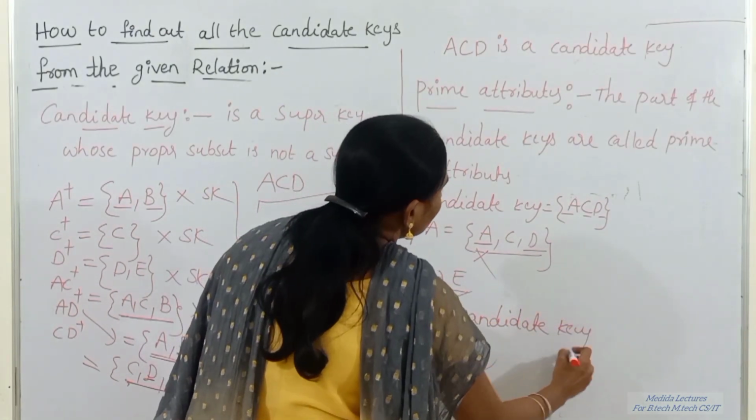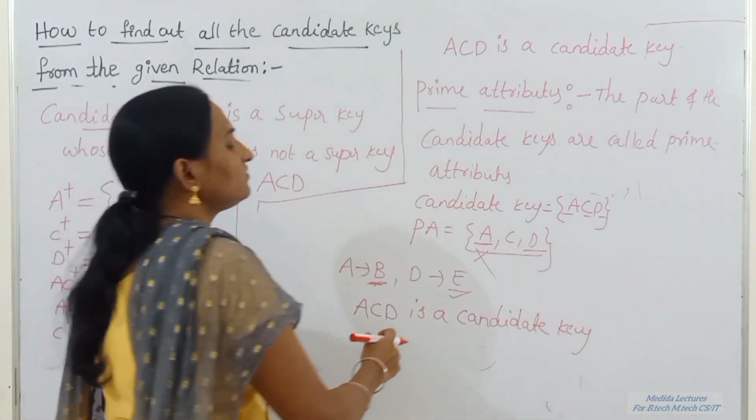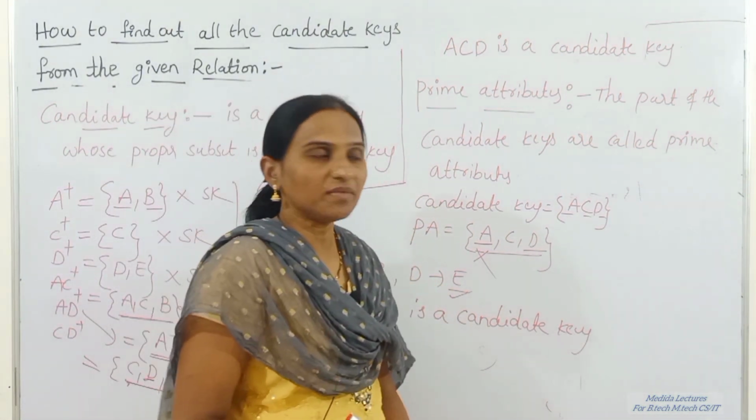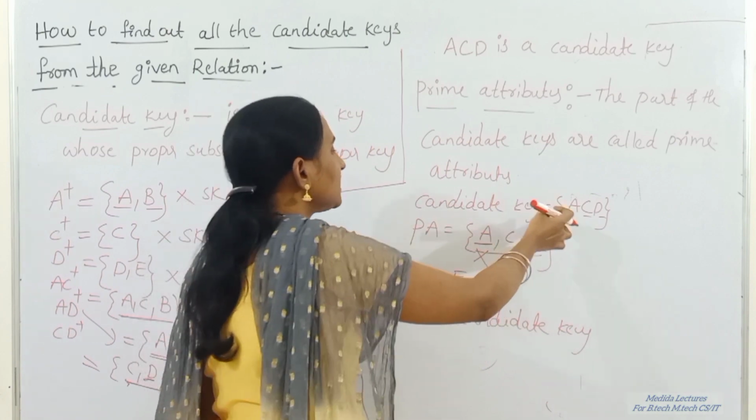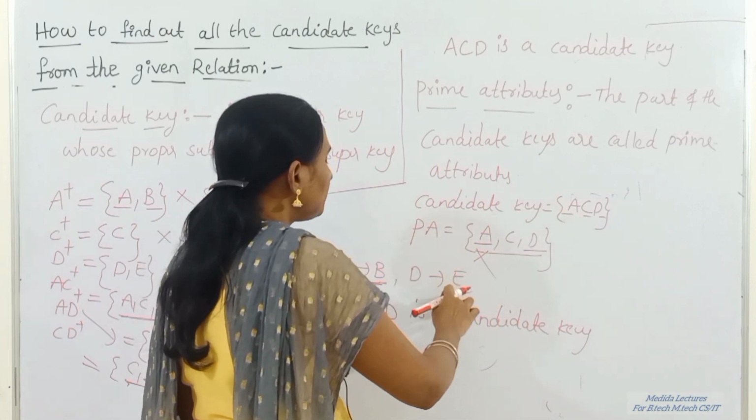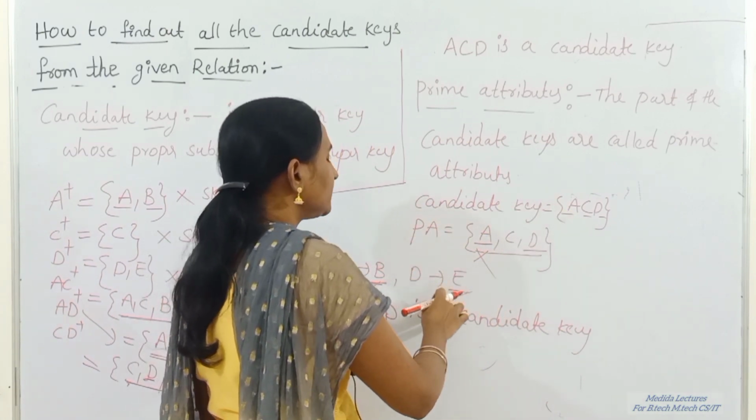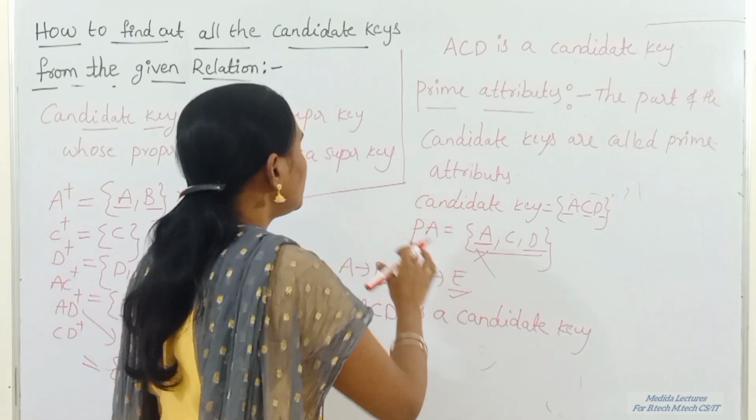When will we get more candidate keys? First we have to find out the prime attributes. If prime attributes are available on the right hand side of the functional dependency, then we will get more candidate keys. Otherwise we cannot get more candidate keys.